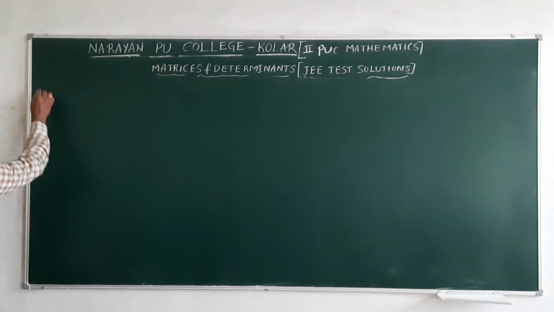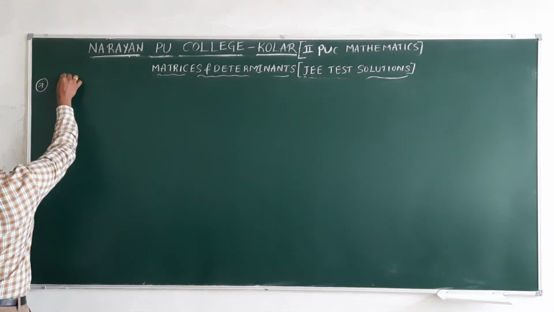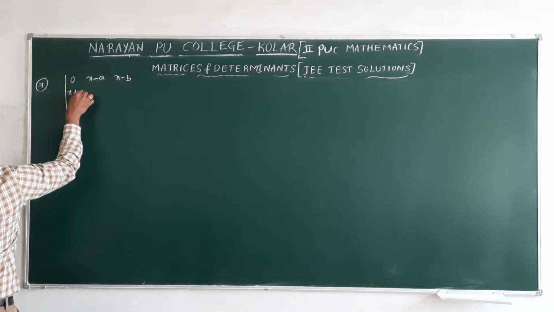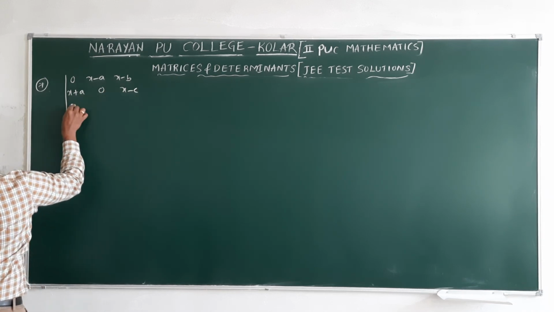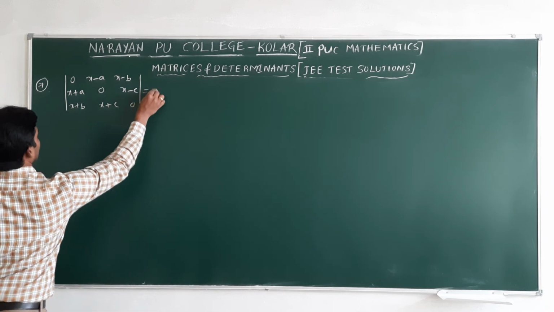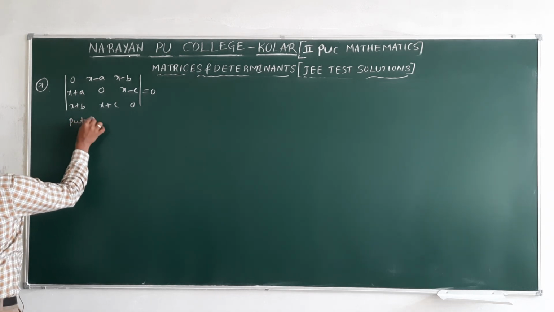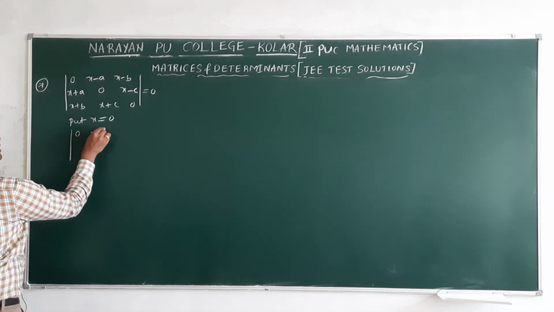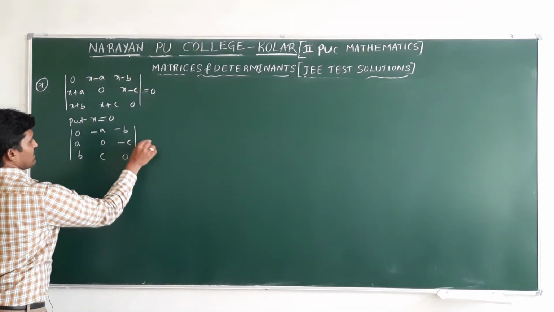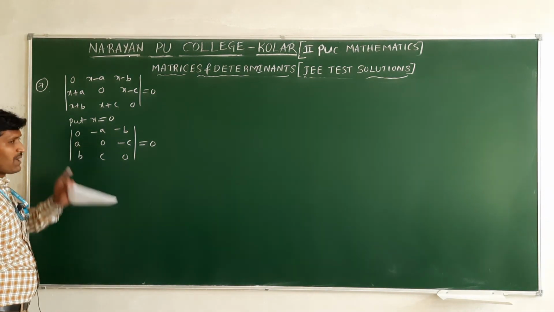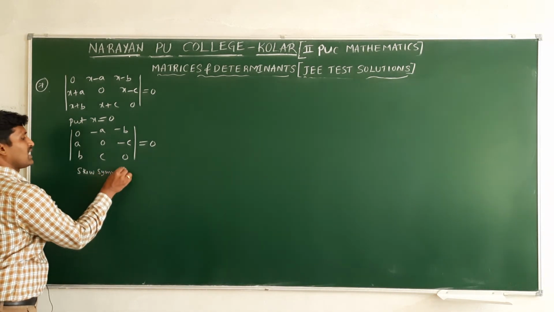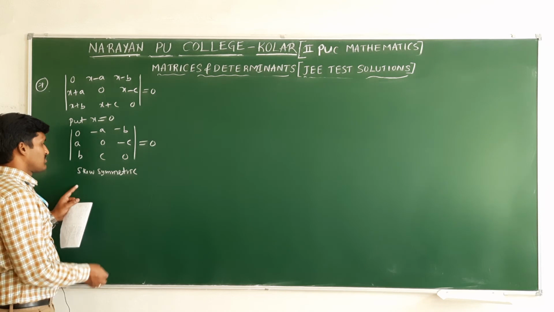Next, question number 7. A root of the equation det of 0, x minus a, x minus b; x plus a, 0, x minus c; x plus b, x plus c, 0 equals 0 is given. I will do the verification method by substituting x equal to 0 in this: 0, minus a, minus b; a, 0, minus c; b, c, 0. This is clearly a skew symmetric matrix. The determinant of a skew symmetric matrix of order 3 is always 0.